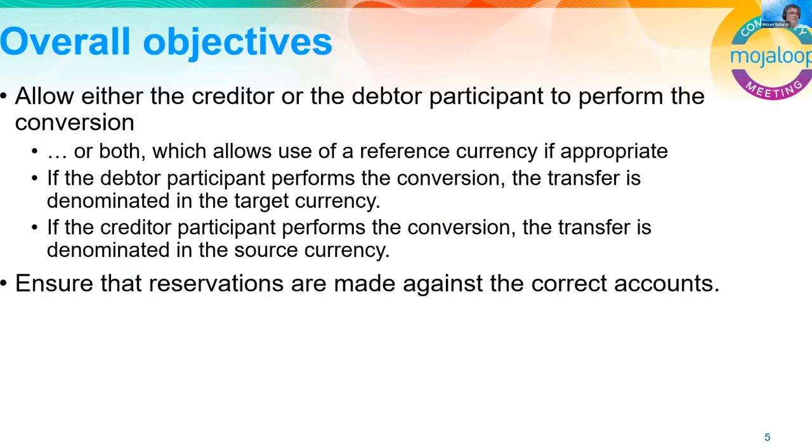And the other thing that we want to do is to make sure that reservations are made against the correct accounts, because you can probably see now that depending on whether it's the creditor participant or the debtor participant who undertakes currency conversion, the contents of the messages will be different from each other. And although they are different, we want to make sure that the liquidity checks and the reservations are performed against the correct ledgers and against the correct participants. So we have some conversion work to do there, which I'll be talking about a bit later on.